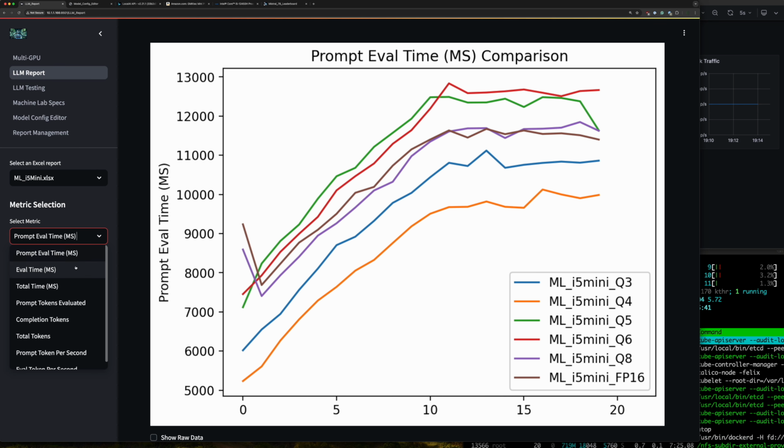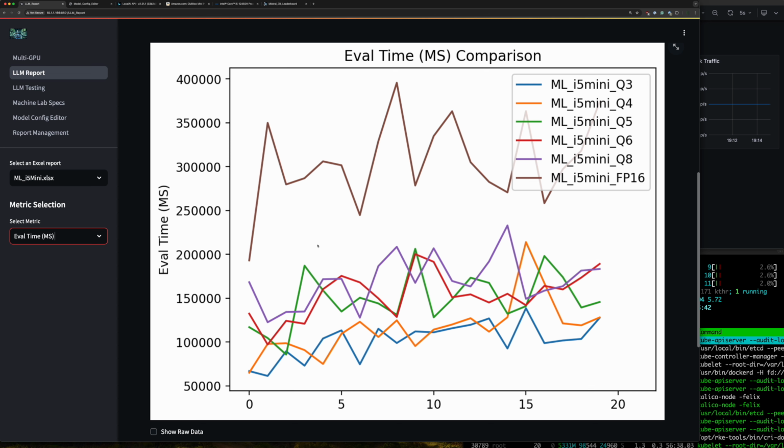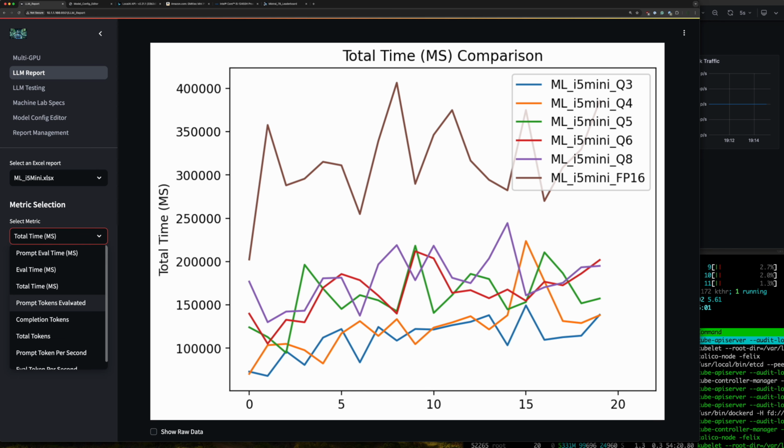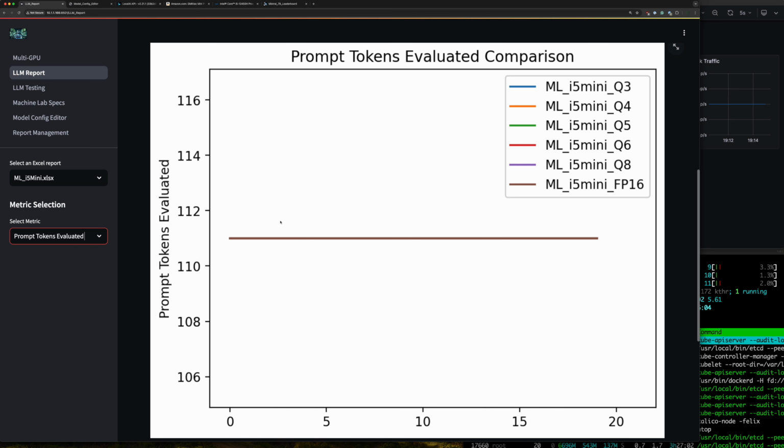Now let's go take a look at the evaluation time. FP16 up at the top as we would expect. The rest of them kind of grouped in there, but mainly just because of the scale of this map, because that's 5,000 to 15,000 milliseconds. Total time taken is going to be those put together. Prompt tokens evaluated should be 111 across all of our tests.